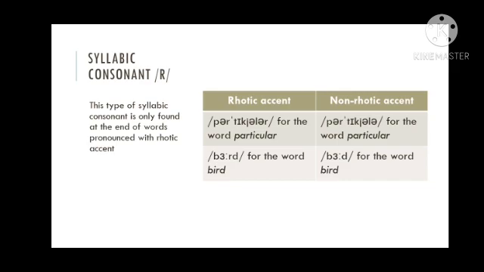Syllabic consonant R. This type of syllabic consonant is only found at the end of words pronounced with a rhotic accent. With a non-rhotic accent, it is pronounced like "particular", but when you use the rhotic accent, it becomes "particular" and "bird".